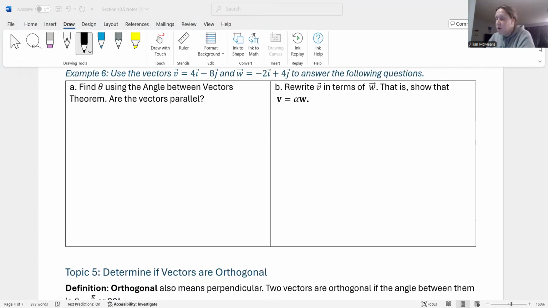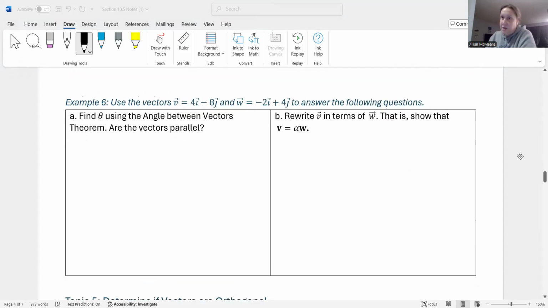Okay, so if you want to, you could rewrite these. You know, I've mentioned this just about every video. I like them as position vectors. It's easier for me to see what is going on. So I don't like component form because I feel like the i's and j's just get all cluttered in my brain. Okay, so part A says find theta using the angle between vectors theorem.